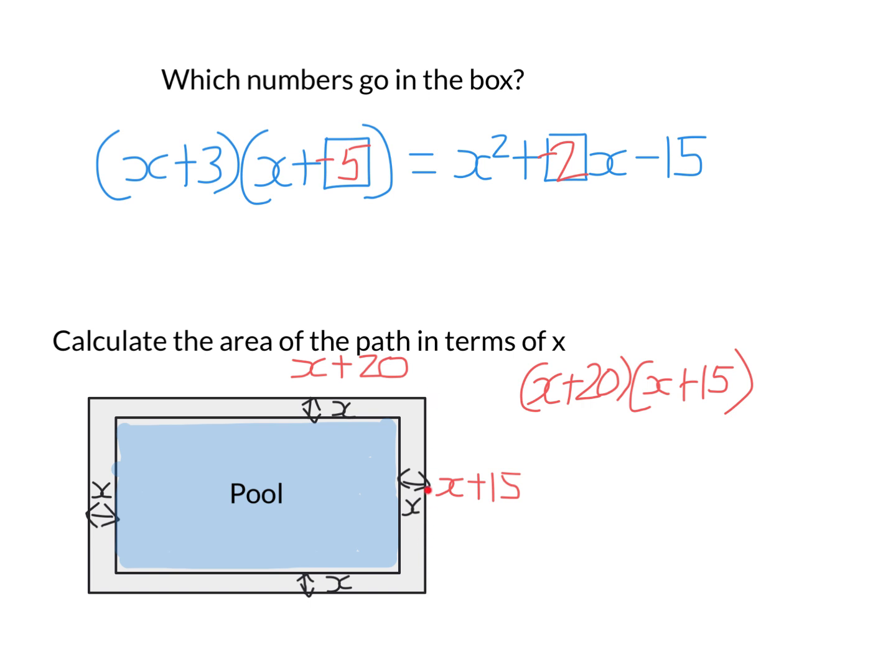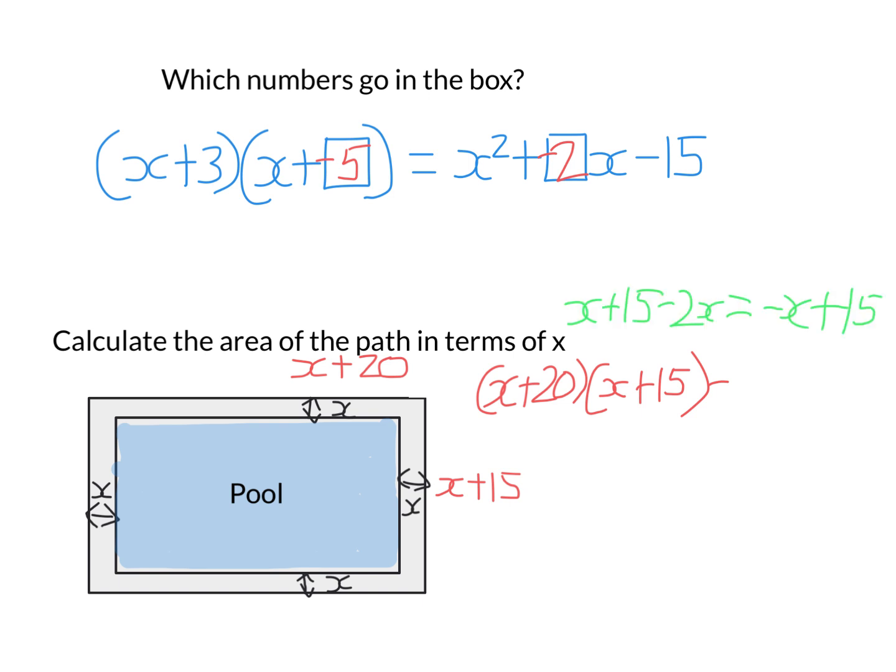So what's the area of the pool going to be? Well, it's x plus 15 from here to here, but we need to take away 2 lots of x. X here is the width of the path. So the width of the pool will be x plus 15 minus 2x. So x minus 2x is just -x. We leave the 15 alone because it has no like terms. So that is the width of the pool.